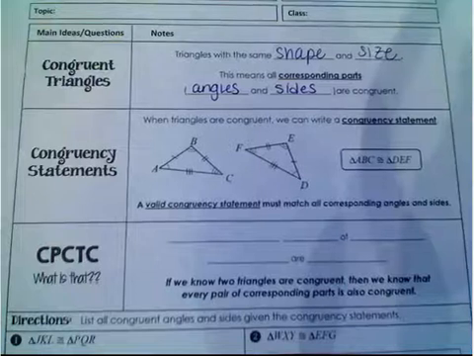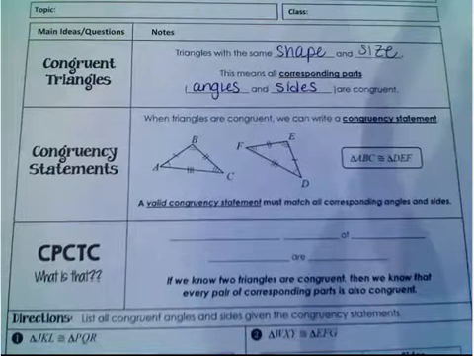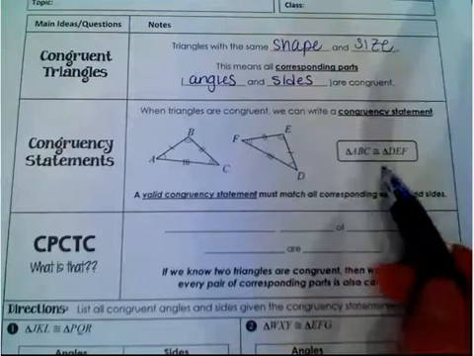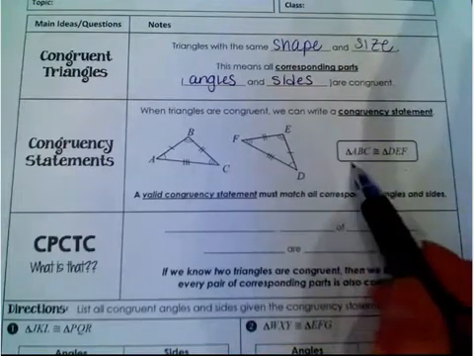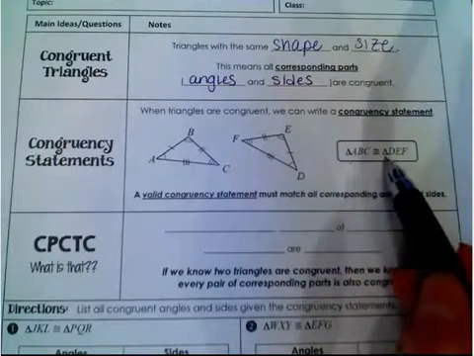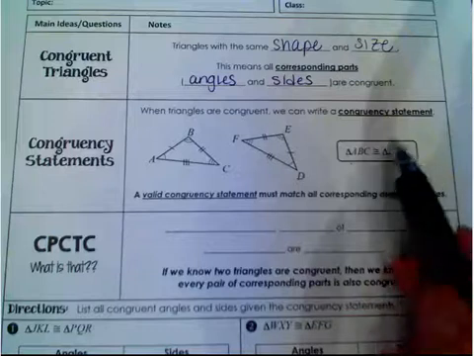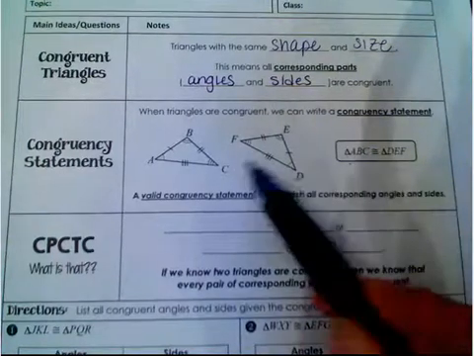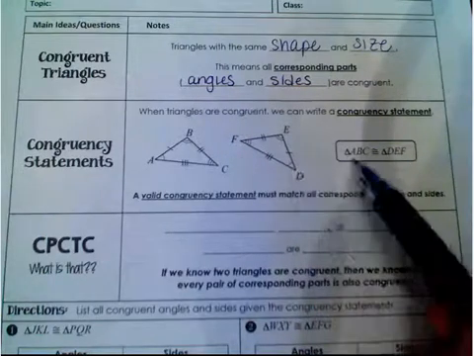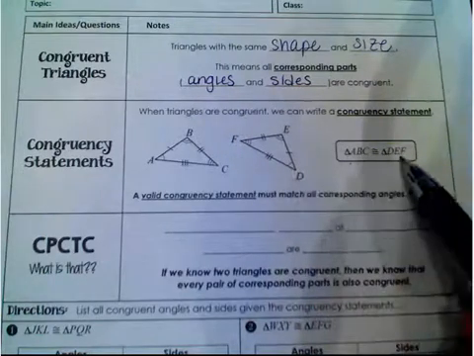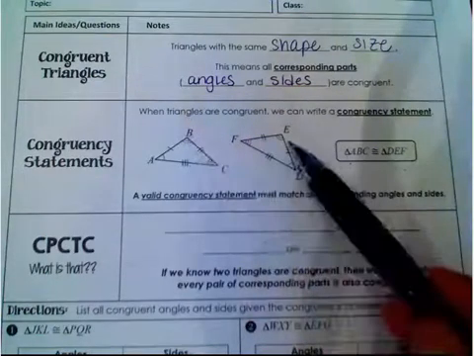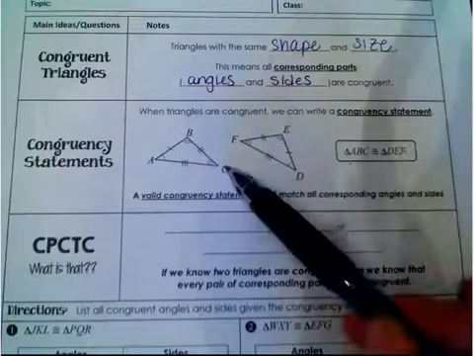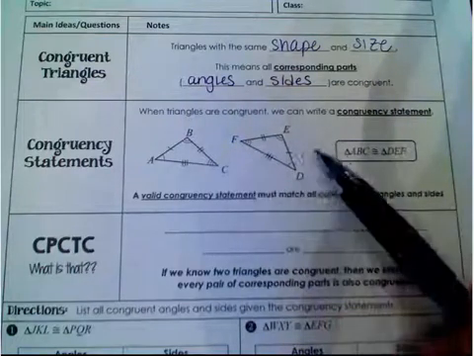So when triangles are congruent, we can write a congruency statement. And so we have to be really careful how we name our triangles here. Triangle ABC is congruent to triangle DEF, means that angle A is congruent to angle D, so that is true in our picture. Angle B is congruent to angle E, which is true in our picture, and angle C is congruent to angle F, which is also true in our picture.